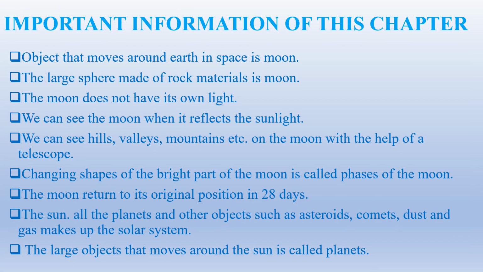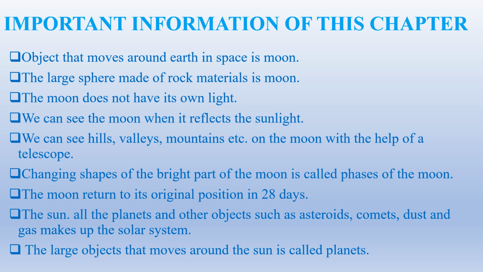Now we have learned many interesting, fun things in this chapter. Now we're going to revise them a little bit. The object that moves around Earth in space is the moon, correct. The large sphere made of rock materials is the moon. The moon does not have its own light. We can see the moon when it reflects the sunlight.